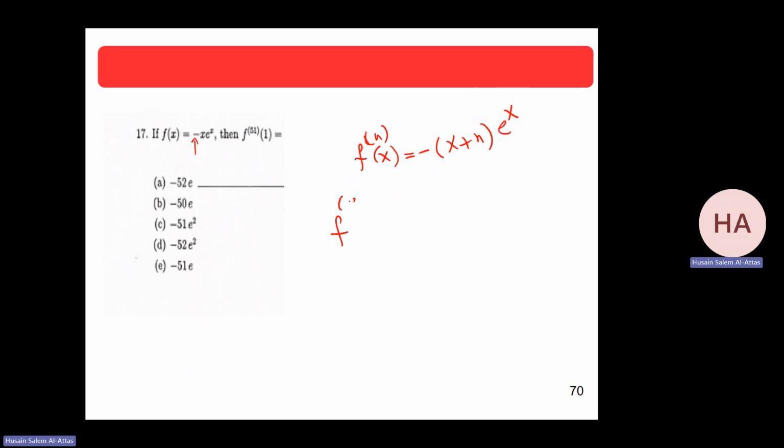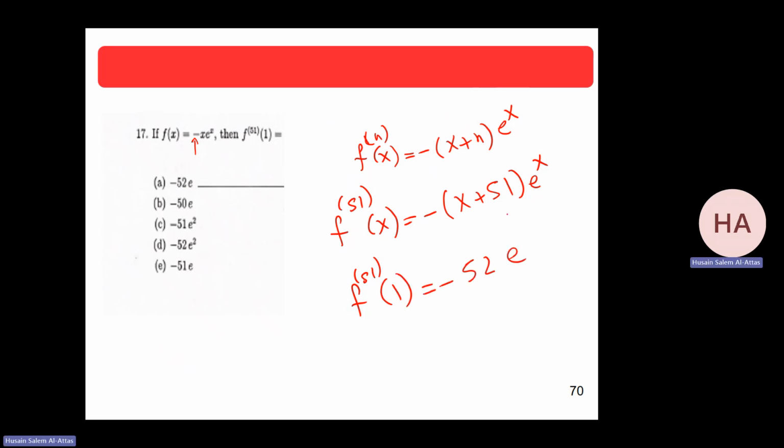So what he wants, the 51st derivative, that will be minus, I have the n equal 51, x plus 51 e to the power x. What they want this at 1. That will be minus 52 e to the power 1, which is e. So that will be the answer.